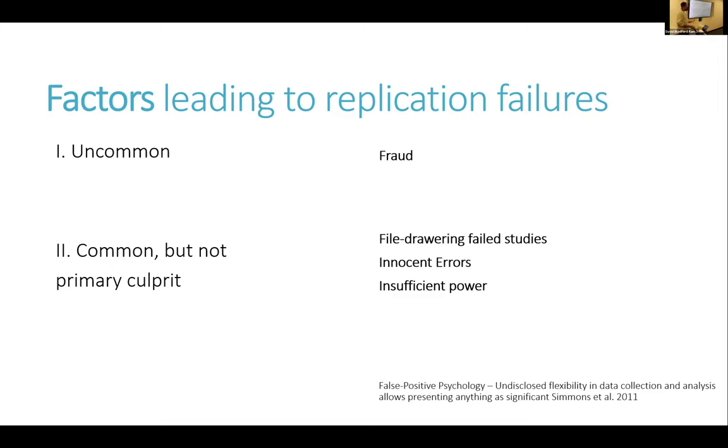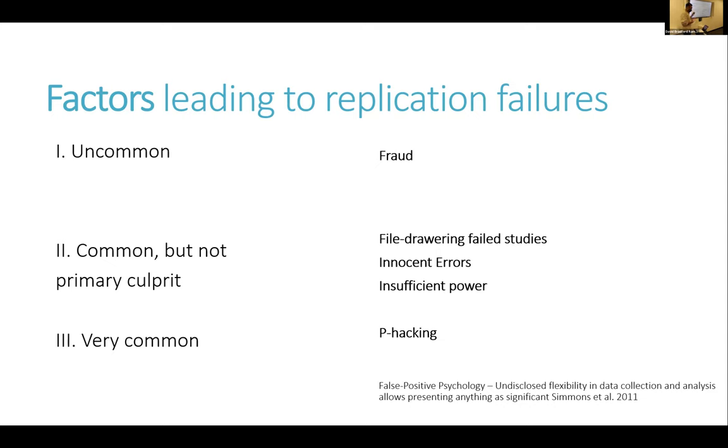Then there's this other set of practices. File drawing failed studies: basically, if my study wasn't significant, I'm choosing not to report it to anyone. Making statistical errors, like calculating p-values incorrectly. Insufficient power, which we talked a bit about last class, is very common, I think, in the social sciences. And then the last category, for very common questionable research practices, we have p-hacking, which I really want to elaborate on today because it motivates the homework assignment.